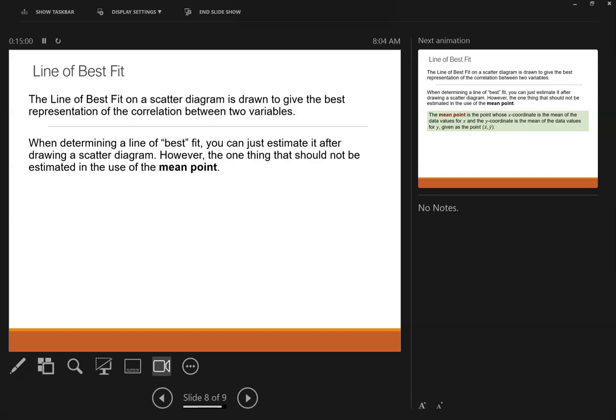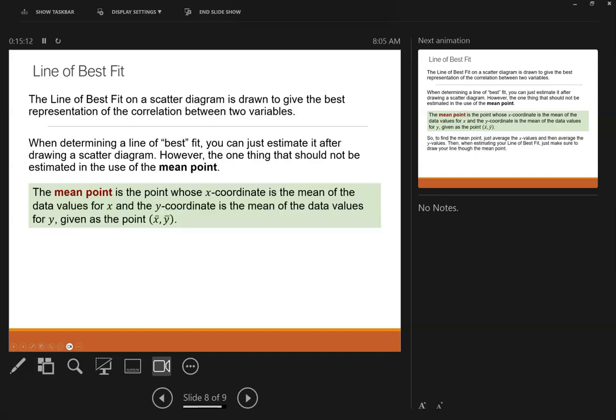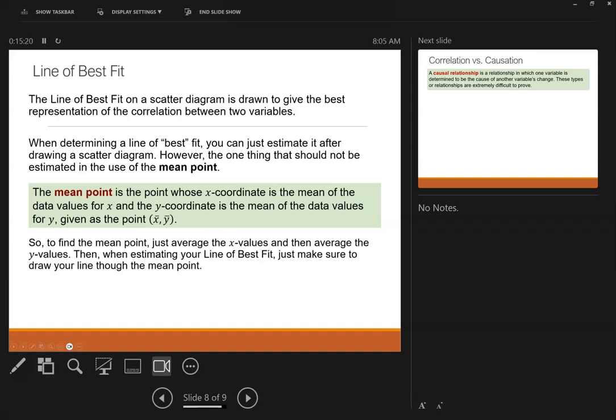There's lots of different ways to do that. The way that we're going to construct our line of best fit is using something called a mean point. The mean point is just the point where you have the mean of the x's and the mean of the y's. So when we draw our line of best fit, we want to make sure it passes through the mean point.